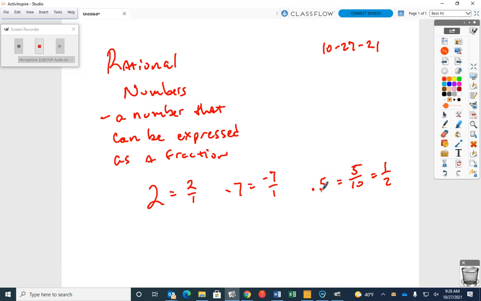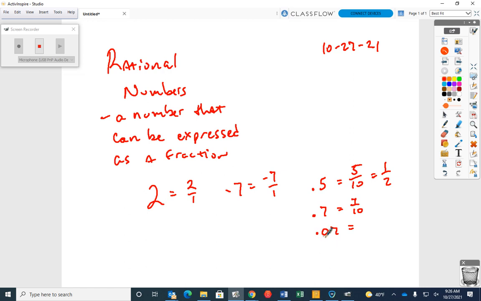Think about place value. One place to the right of the decimal, what is this place right here? Does anybody remember? Tenths. And why do they call it tenths? Because it stands for a 10, right? That means 5 over 10. If this was 0.7, what does that actually mean? 7 tenths.